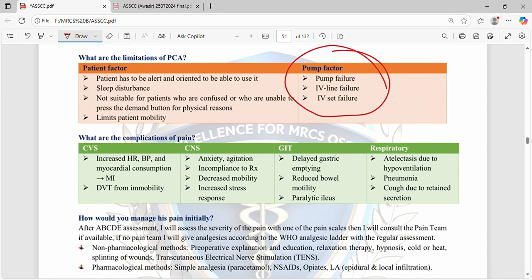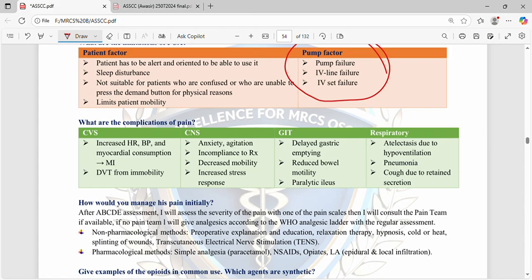What are the complications of pain? These are the different systems which can be affected by the pain. In cardiovascular, you can have increased heart rate, blood pressure, and increased myocardial oxygen consumption, so we can have MI. DVT from immobility due to pain, anxiety, agitation, incompliance to treatment, decreased mobility, increased stress response, delayed gastric emptying, reduced bowel motility, paralytic ileus, atelectasis due to hypoventilation, pneumonia, and cough due to retained secretions.